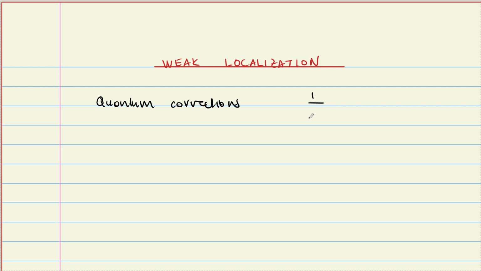Now I want to talk about something called weak localization. And once we have done this, we are also going to talk about strong localization. So previously we have seen that quantum corrections are proportional to echo current, which is going to be proportional to 1 over t to the d.